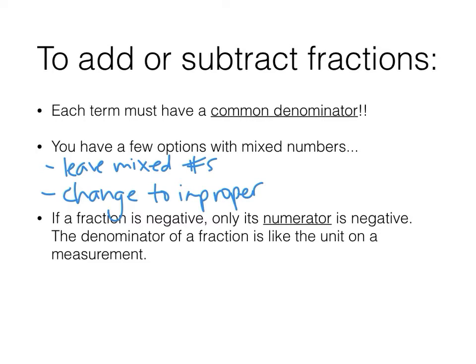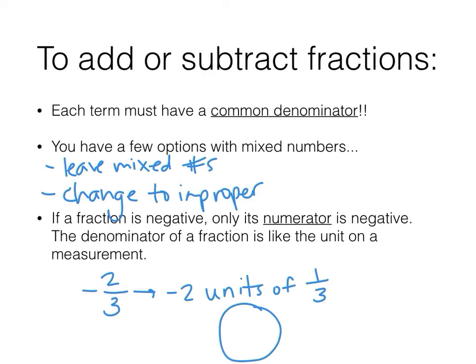Okay, so this part is a little bit new. When a fraction is negative, only its numerator is negative. And I want you to try to think of the denominator of the fraction as kind of more like a unit of measurement. So let's think about, for example, if I said negative 2/3, that's negative 2 units of 1/3. So that would be like if I had a pie, and it was split into thirds.